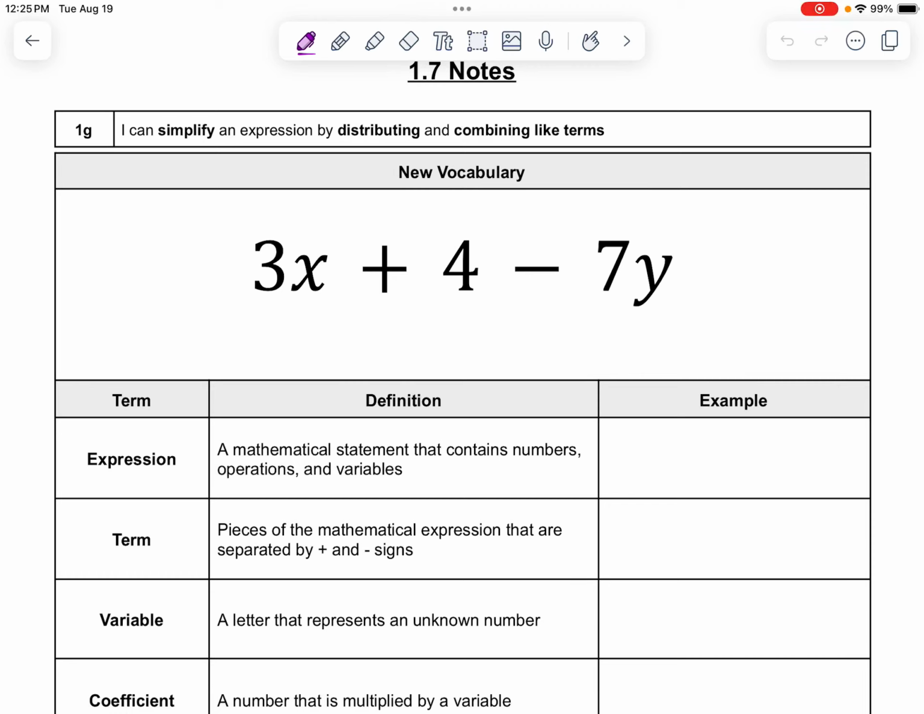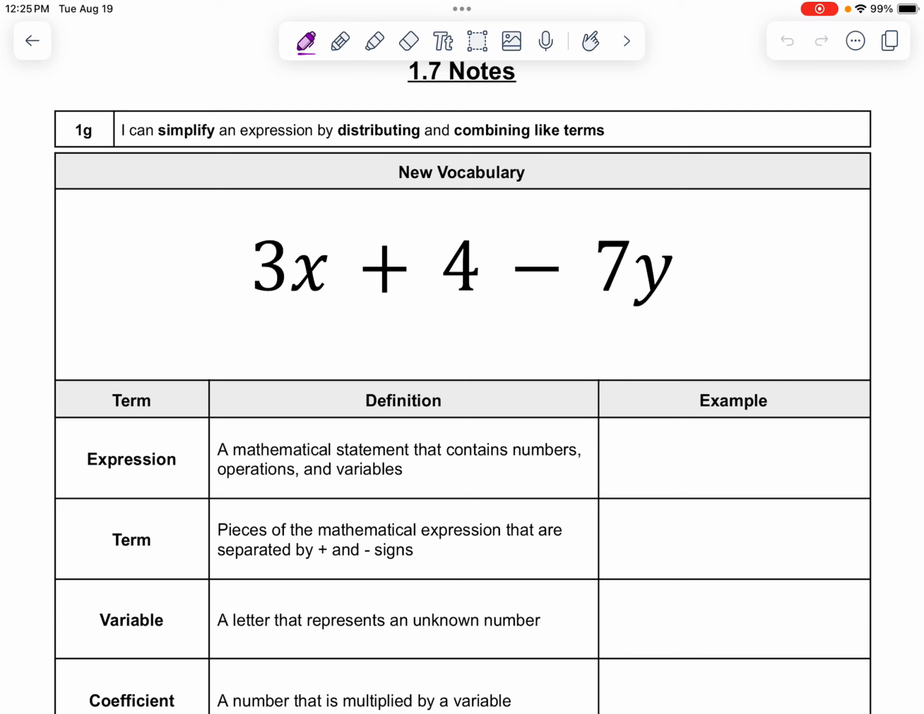Hi everybody, so in this video we're going to be going through the notes for lesson 1.7, which is all about terms and combining like terms. We're also going to be reviewing some of the ideas from our last lesson, which is all about distributing. Let's start with some vocabulary words that will help us talk about the pieces of an expression.